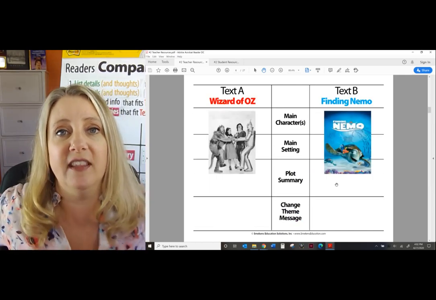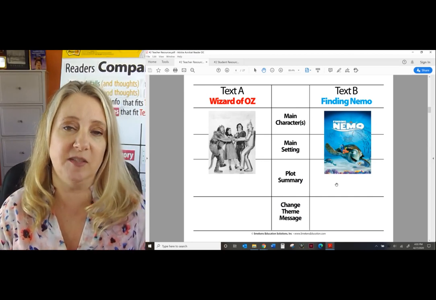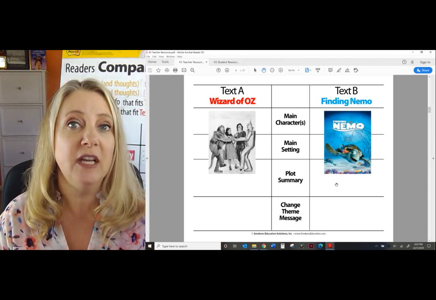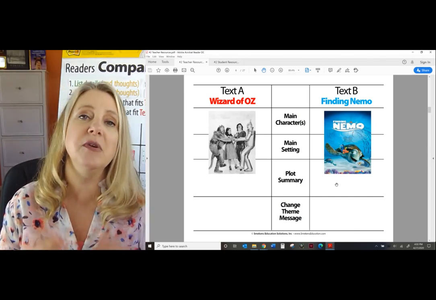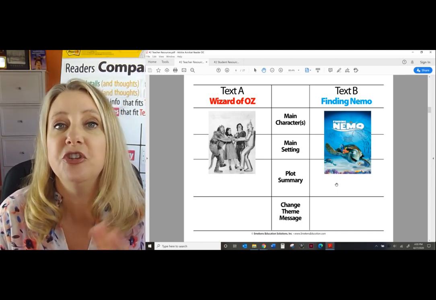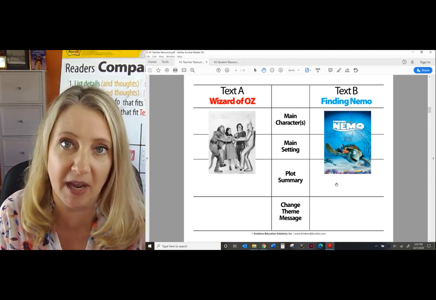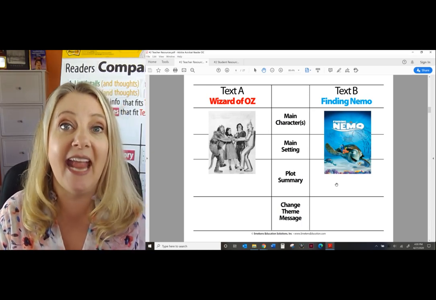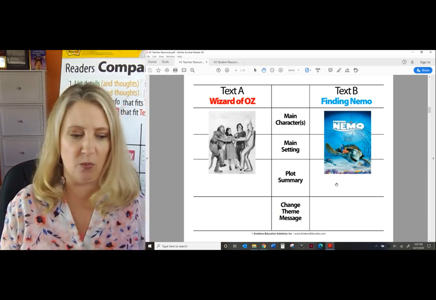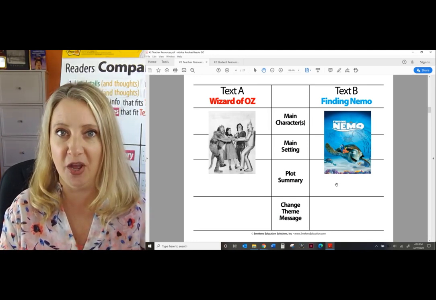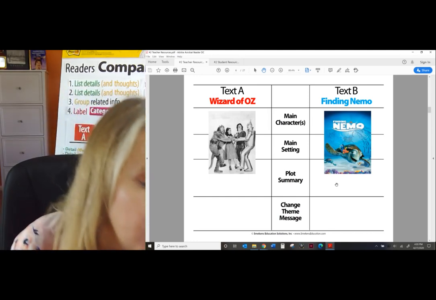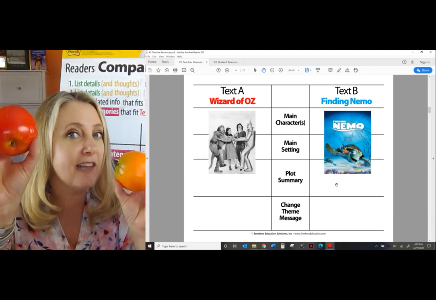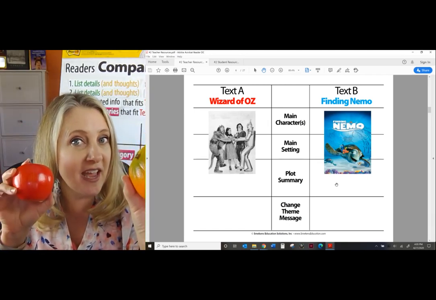So let's try this out. Let's try this specifically with two literature stories, two narrative stories. And I wanted to choose something that almost everybody already knows. And so we're going to use The Wizard of Oz and Finding Nemo. Now, wait, what? I know. Don't those seem very different? It's like comparing apples to oranges.